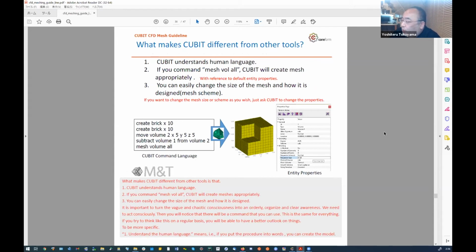What makes Cubit different from other tools is that, one, Cubit understands human language. Two, if you command mesh volume all, Cubit will create the mesh appropriately. Three, you can easily change the size of the mesh and how it is designed.